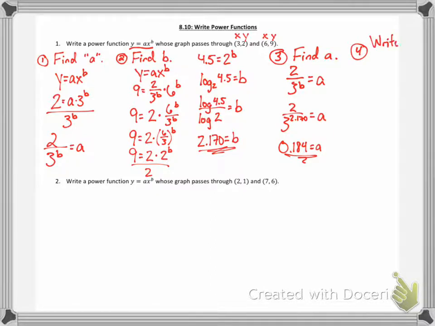Now comes the final step. Write the function. So again, this is the formatting of our function: y equals a times x to the b power. I'm going to plug in the a value, 0.184, and the b value, x to the 2.170 power. And I've got the most beautiful looking function in the world with all of its decimals. y equals 0.184x to the 2.170 power. Ta-da! That is how you write a power function.